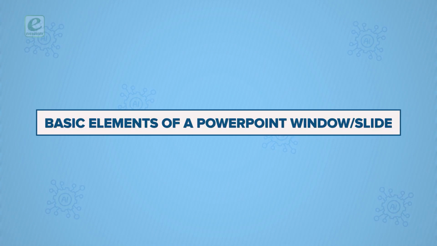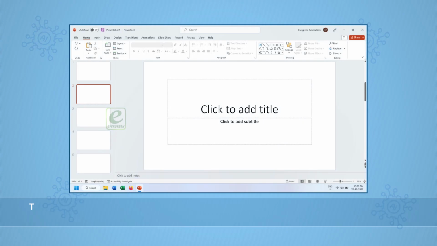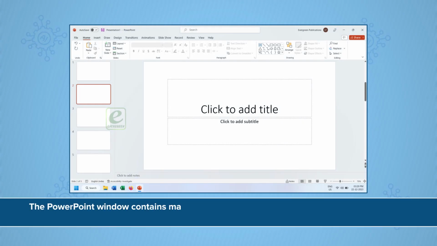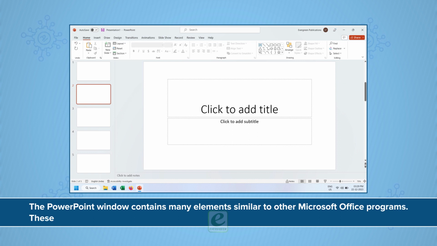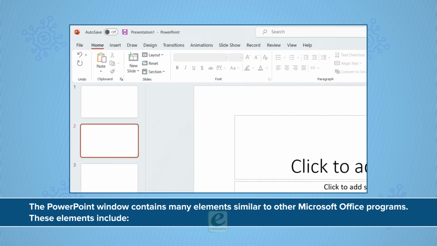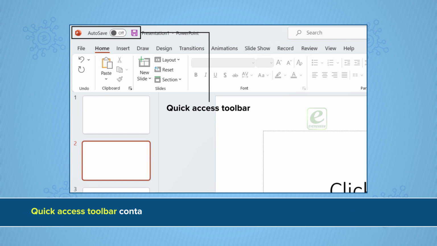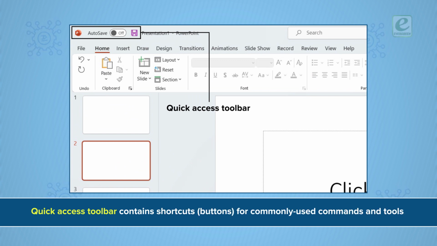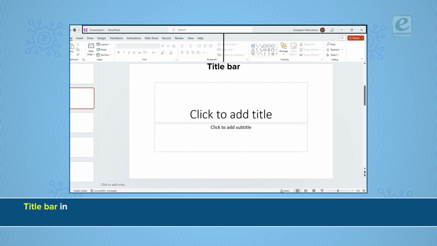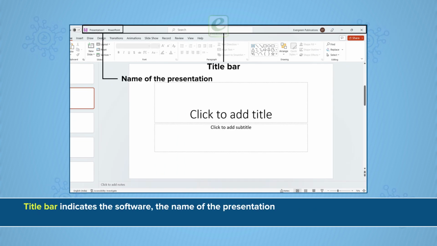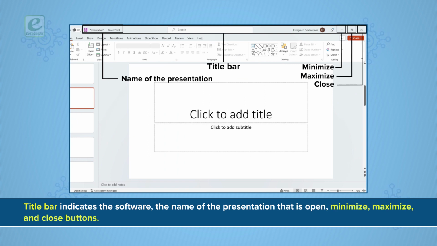Basic elements of a PowerPoint window or slide. The PowerPoint window contains many elements similar to other Microsoft Office programs. These elements include the Quick Access Toolbar, which contains shortcut buttons for commonly used commands and tools. The Title bar indicates the software and the name of the presentation that is open. Minimize, maximize, and close buttons.